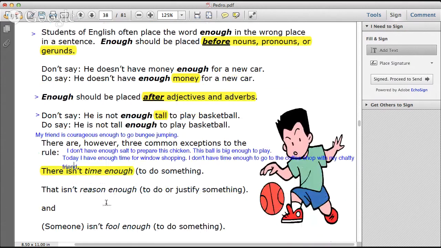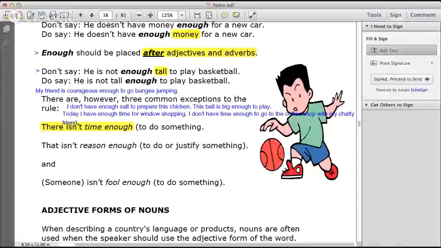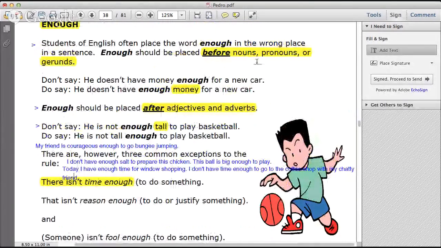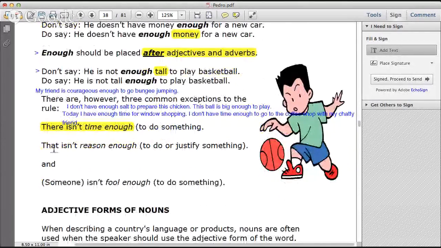Okay, let's go to David. We're going to do two sentences here. One with a noun, pronoun, or gerund, and another one with an adjective or an adverb. Okay, first one.